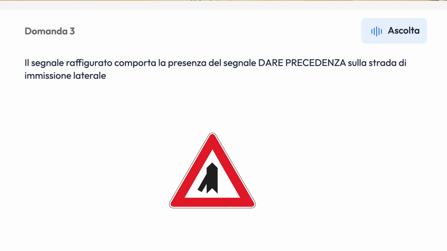Il segnale raffigurato comporta la presenza di segnale dare precedenza sulla strada di immissione laterale. The question says the presence of this sign, there is a sign of dare precedenza on the road entering the main road, which is on the corsia di accelerazione. Vero. Remember, this is confluenza da sinistra, letting you know that there will be road entering the main road from the left. But those vehicles entering the main road from the left, there will be a sign of dare precedenza telling them to give precedenza to the vehicle on the main road.